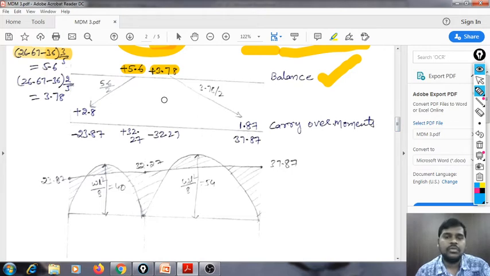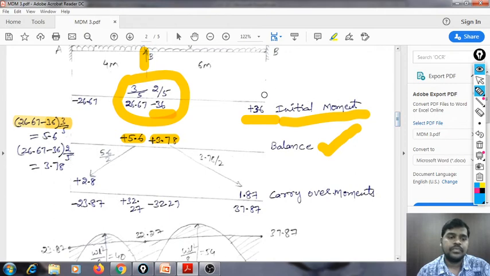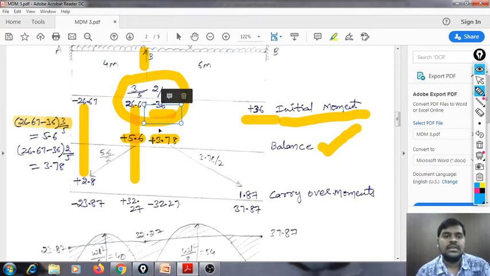Up to this carryover moment we have to stop, and we have to add all the moments. Add minus 26.67 and plus 2.8, we have got 23.87. First we have to do a rough calculation, as the problem has ended here I have done like this. Next 26.67 plus 5.6 will give 32.27. Again minus 36 plus 3.78 gives 32.27.